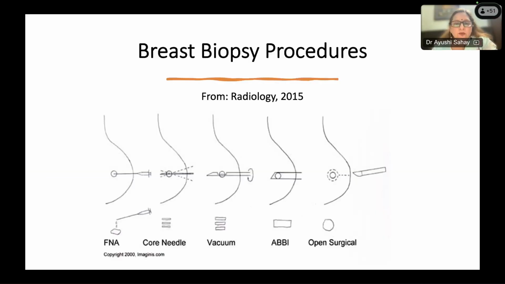So, breast biopsy procedures: these are the various procedures I mentioned. Basically, the size of the material that you are getting keeps increasing as you go from one end to the other. In FNA, of course, you have the smallest quantum of material, and as in the core biopsy, vacuum biopsy, ABBI, and open surgical, the quantum of material increases.